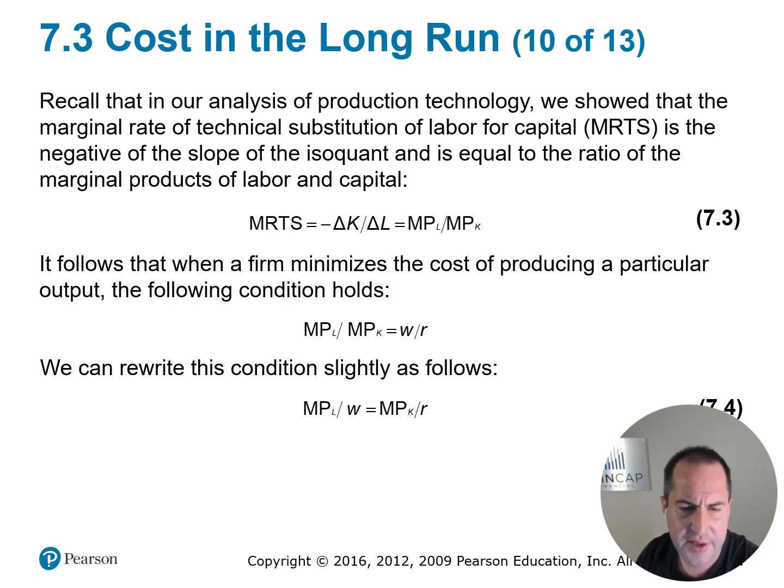Recall that in our analysis of production technology, we showed that the marginal rate of technical substitution of labor for capital, the negative slope of the isoquant, is equal to the ratio of marginal products of labor and capital. It follows that when a firm minimizes the cost of producing a particular output, the following condition holds. We can rewrite this condition as follows.